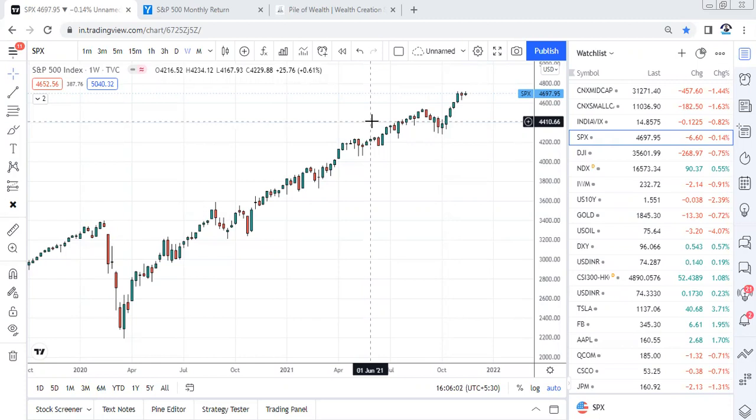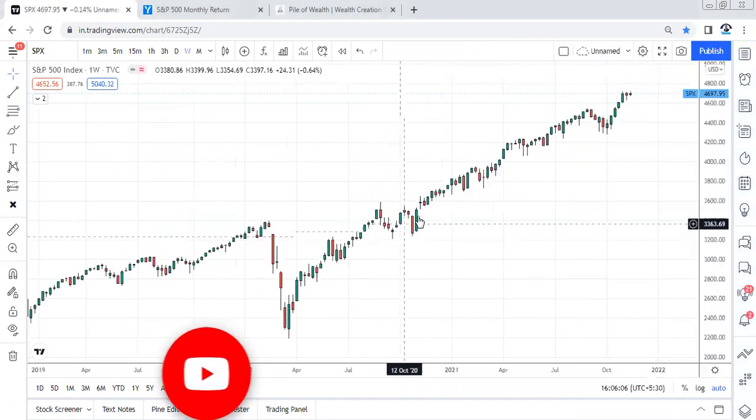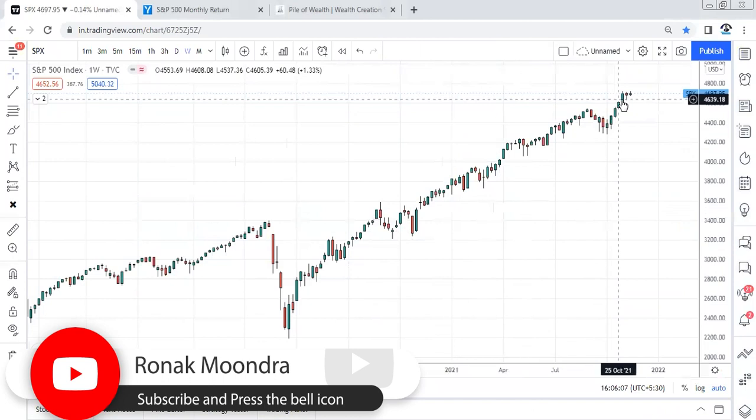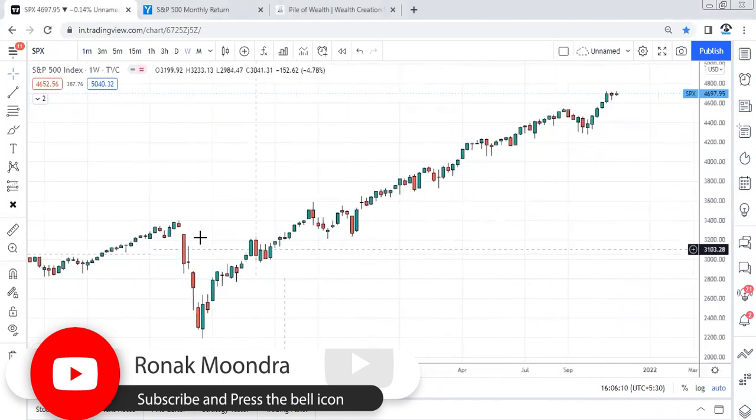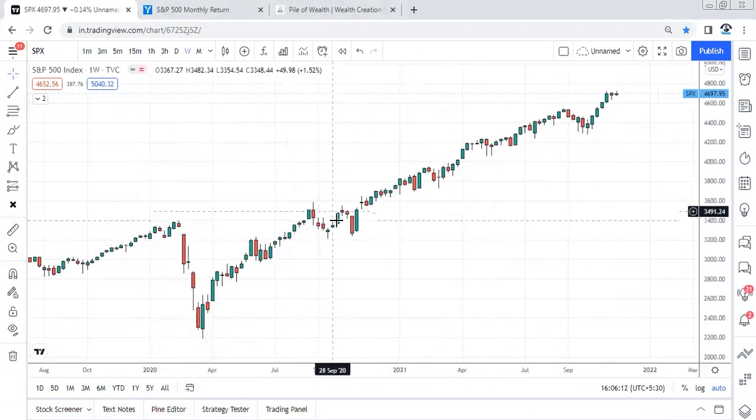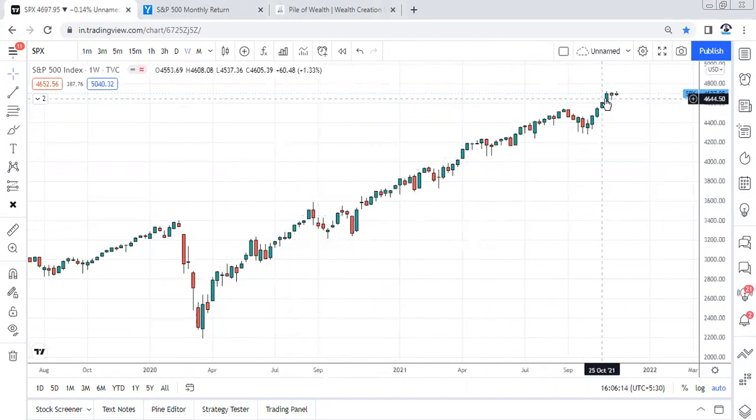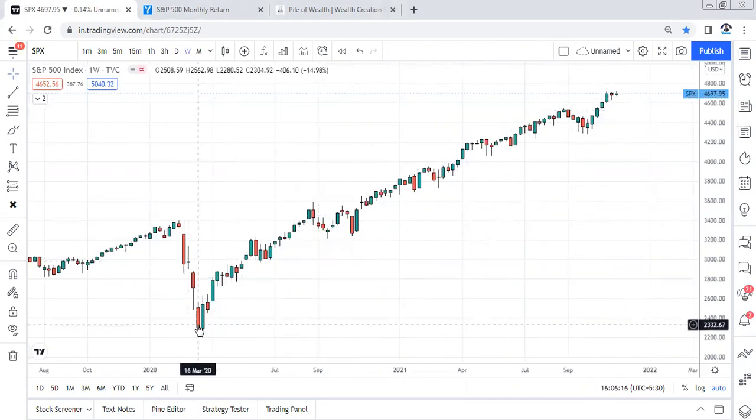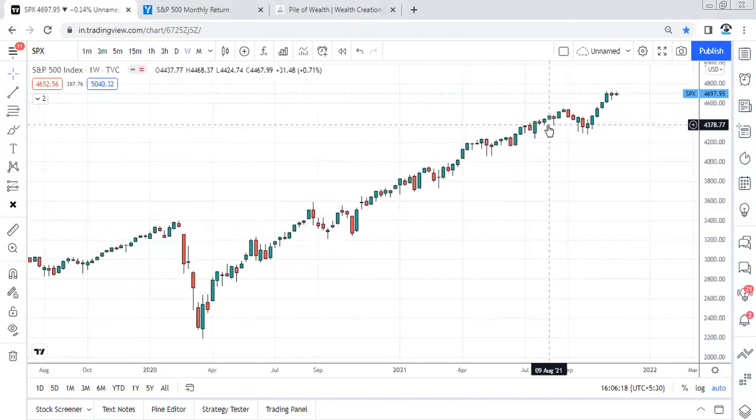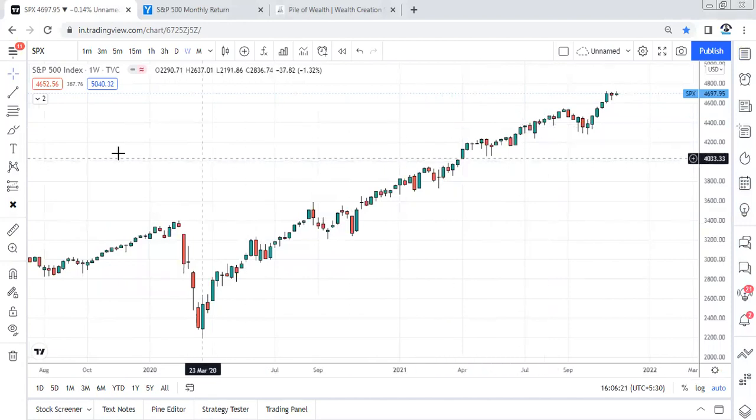So starting with S&P 500, the chart which you're seeing right now has been trending all the way on the upside. This is the weekly chart, and we can clearly see after the COVID fall, it not only recovers but also goes on the higher side. As much as the fall was there, it has gone way beyond the fall. The rise was also faster.